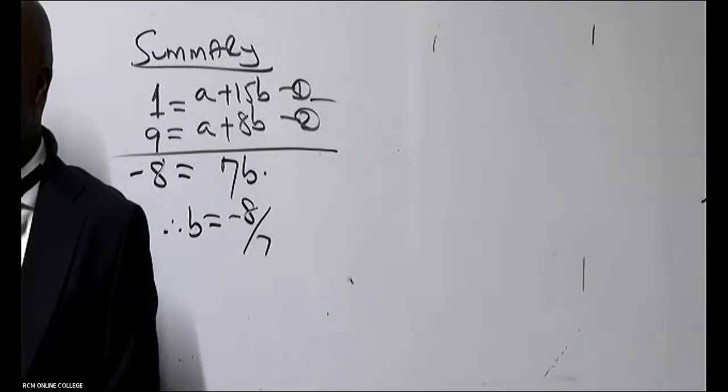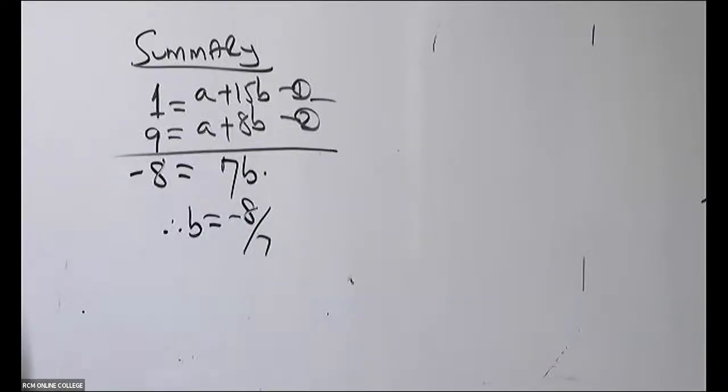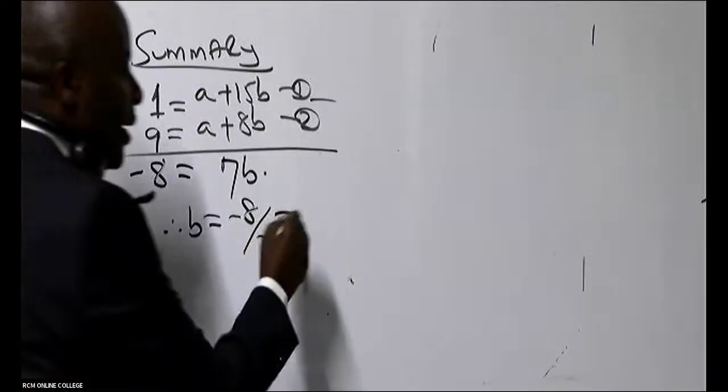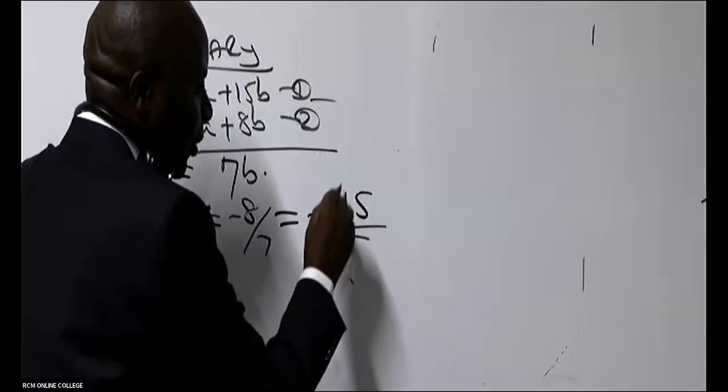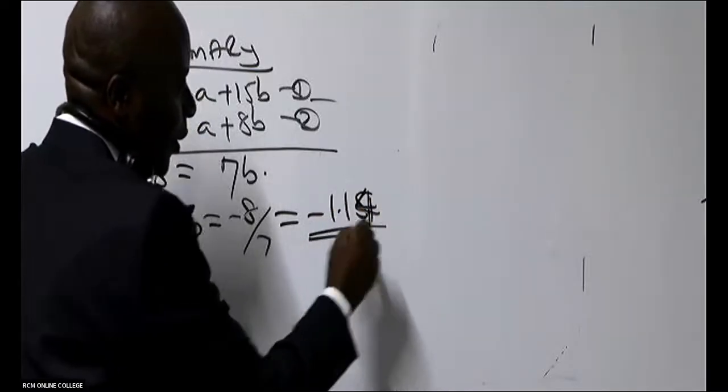2 decimal places. So what do we have there? Negative 1.14. Thank you so much.